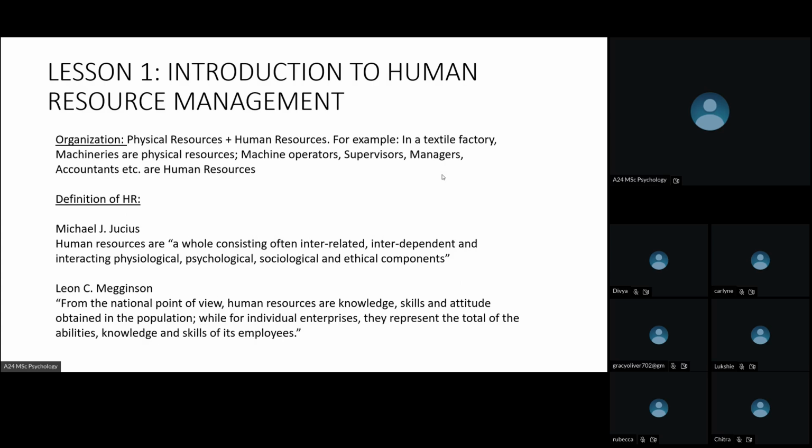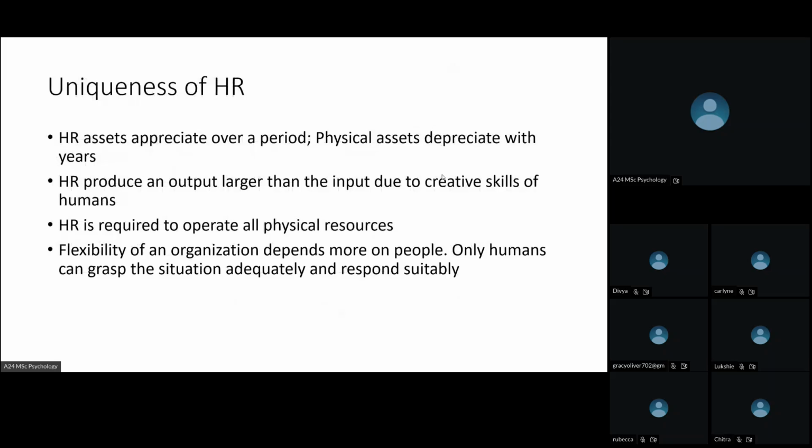And then moving on, we are seeing about the uniqueness of human resources. So what is unique about human resource? The first thing they differentiate between human resource and physical resource is that human resource assets appreciate over a period of time. If we give proper training and development to a human resource, if we keep them motivated, if we compensate them enough, they appreciate over a period of time. They get promotions, they get transfers, they move from one department to another by gaining transferable skills. So they appreciate over a period.